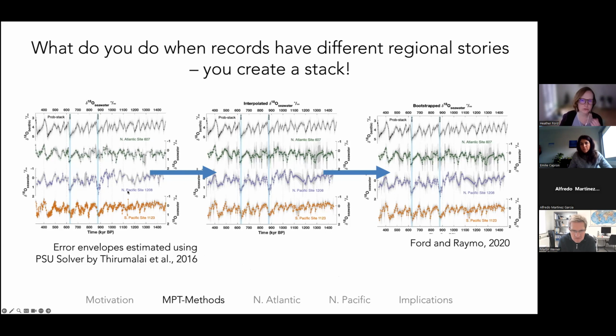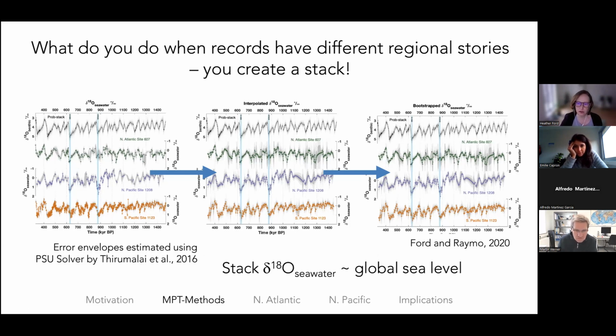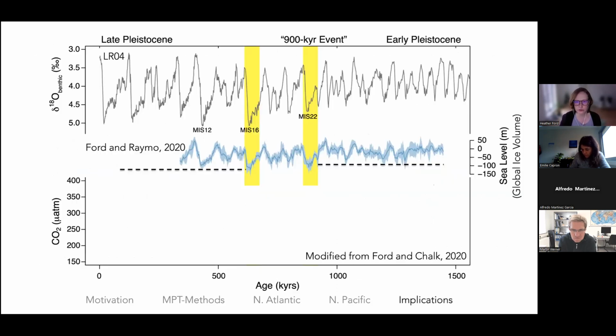So I took the original records, I interpolated them, I bootstrapped them to get a full understanding of the errors and the averages, and create a stack of the delta 18O seawater over the mid-Pleistocene transition. And then using this as an approximate estimate for global sea level or ice volume, essentially. So if you stack the delta 18O seawater, you're getting towards a global sea level or an ice volume curve.